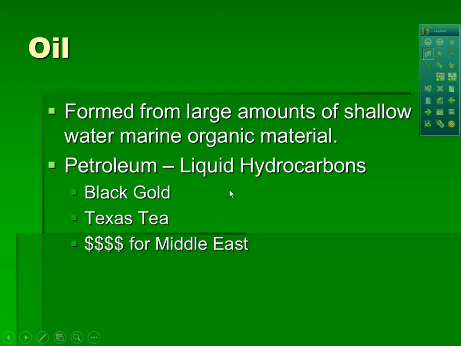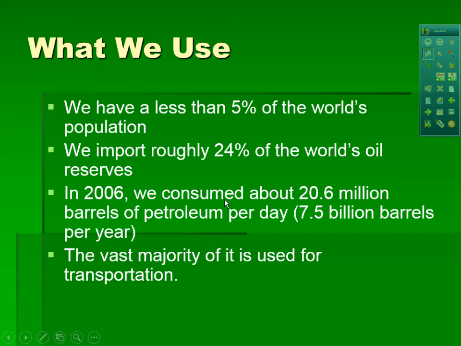Petroleum is a type of oil, so it's made up of hydrocarbons. We're not going to get too much into the chemistry of it right now, but it has been very lucrative for Texas especially. We have a lot of oil wells in Texas. It's also obviously been very lucrative for the Middle East. So a lot of big money here.